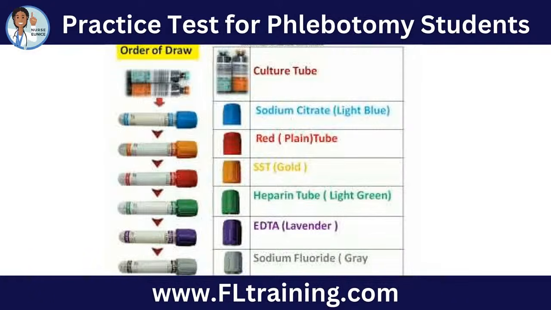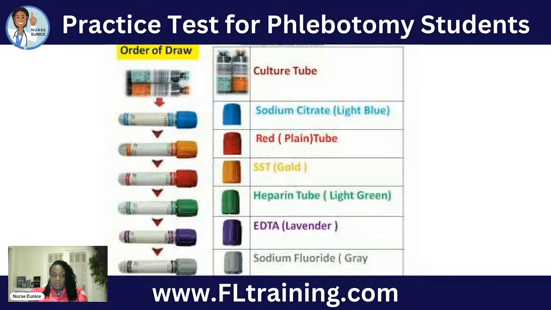Look, you always want to start off with your culture tube. So if a patient has an order for blood cultures, they are always first because there's going to be 2 needles, one inside the patient and one going towards your valve or your vacutainer. We need it as clean as possible whenever we're going to be collecting our blood cultures. So blood cultures go first.